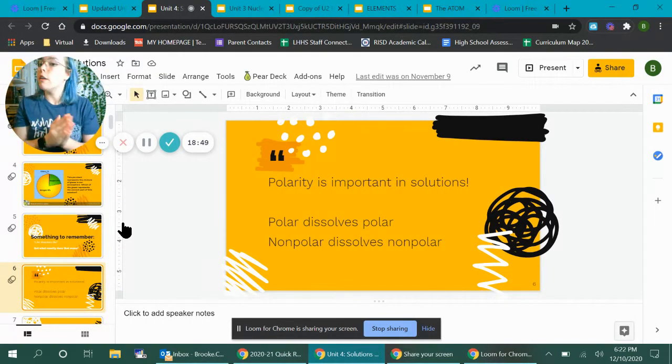Polar solvents dissolve ionic solutes, and that is because of charges. Remember that ions have gained or lost an electron. One element took an electron from another, and then they have those opposite charges, and that's why they're together, because opposite charges attract. Say we have water, which is our most common polar solvent, the universal solvent, that has a partial positive and negative charge because the electron is pulled a little bit to one side.